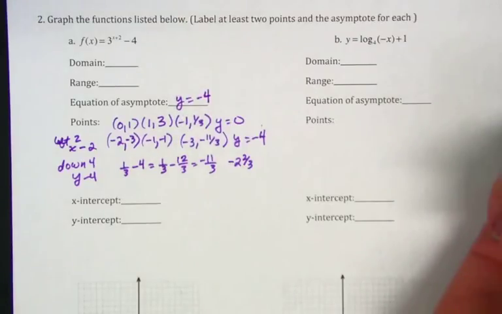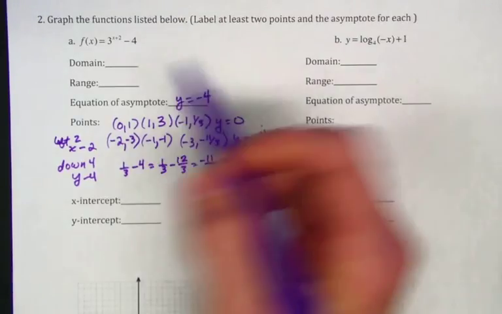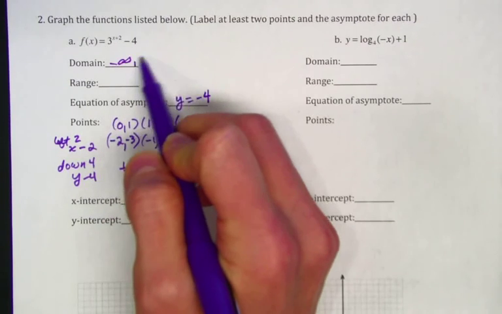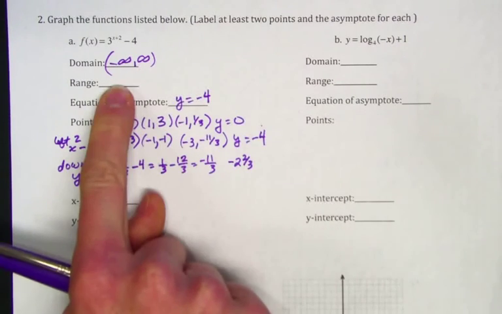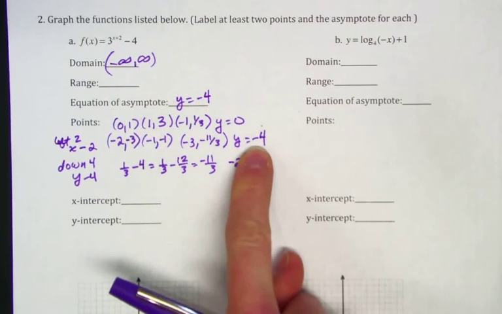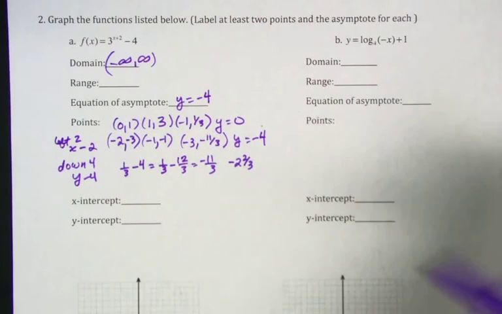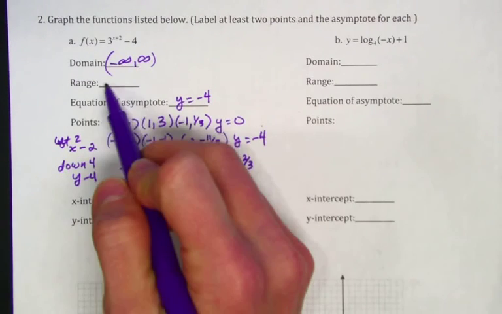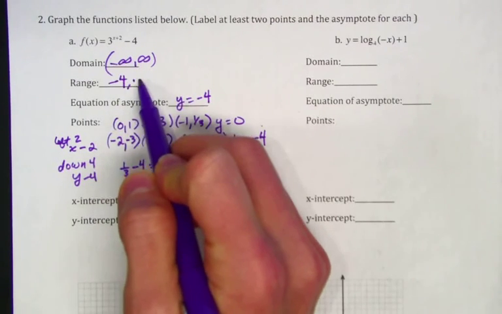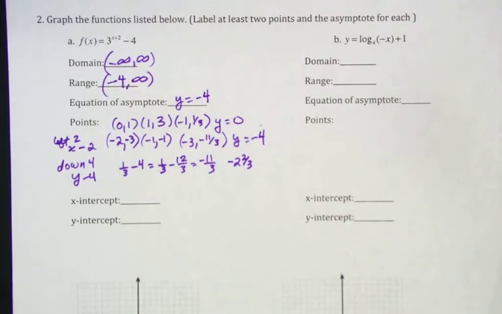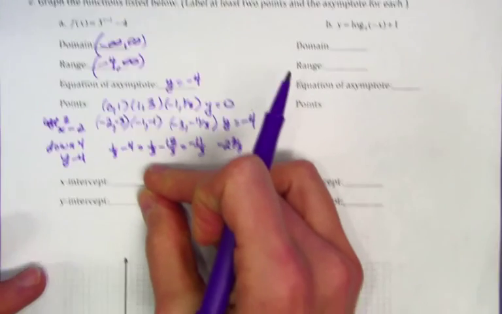And my domain for exponential functions is always all real numbers. It's the range we have to look at. But now I have negative 4, and I'm still going up because I don't have a reflection. So it's going to be negative 4 to infinity. All right, and then we'll wait on these until we take a look at the graph.